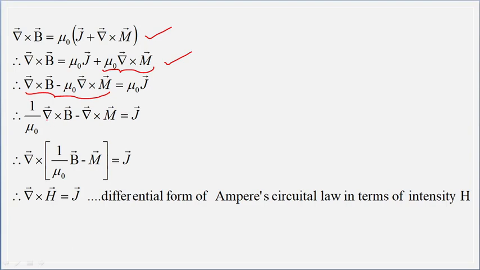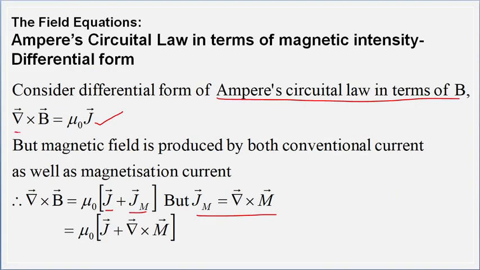And then we take this del cross, that means curl, we take outside. What remains inside is 1 by mu naught B and M, and that is equal to J. But we have defined that 1 by mu naught B minus M as H. So we have written the curl of H equal to J. Now this is called the differential form of Ampere's circuital law in terms of intensity. And this is the differential form of Ampere's circuital law in terms of B, magnetic field.